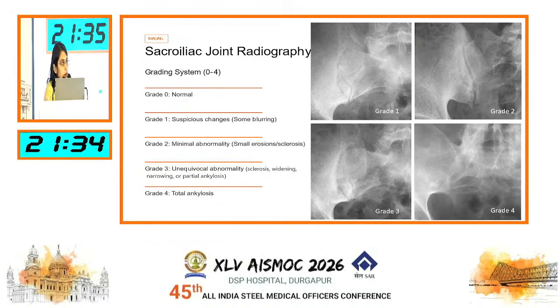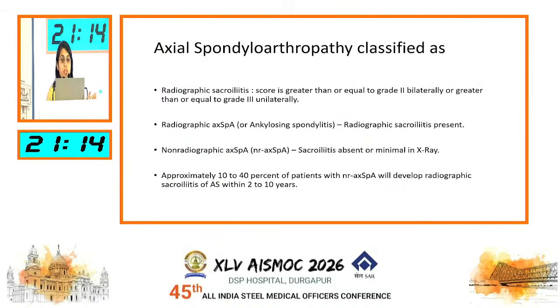So we can only say the patient has sacroiliitis radiographically, on X-ray, if the patient has grade 2 sacroiliitis bilaterally or grade 3 sacroiliitis unilaterally. If anything less than that, suppose unilateral grade 2 or bilateral grade 1, it is not sacroiliitis radiographically. So as I was saying, radiographic sacroiliitis is grade 2 or more bilateral or grade 3 unilateral, and these are the patients we say have AS.